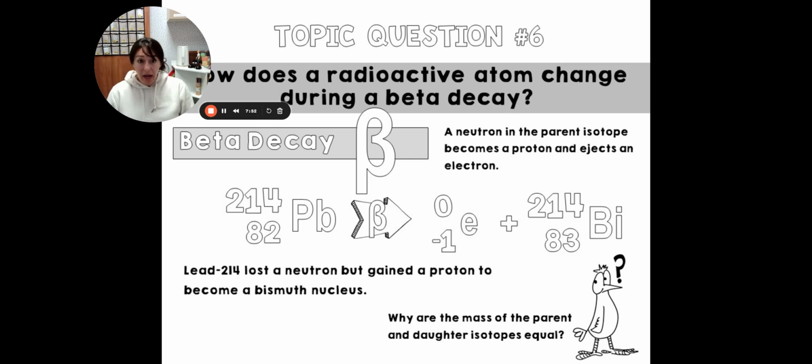In beta decay, the neutron in the parent isotope becomes a proton. So we're going to gain a proton, but the mass is going to stay the same. The reason is that the neutron converted, and the only thing that was given off was an electron that didn't have any mass. So we're going to change the nucleus from something unstable to something more stable because we're able to convert a neutron to a proton.